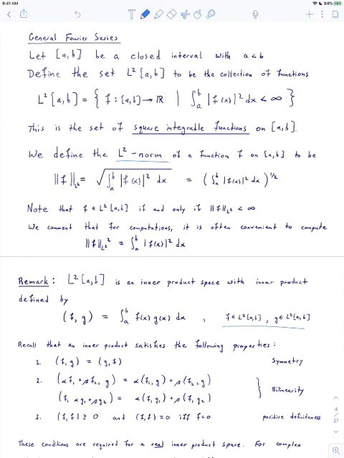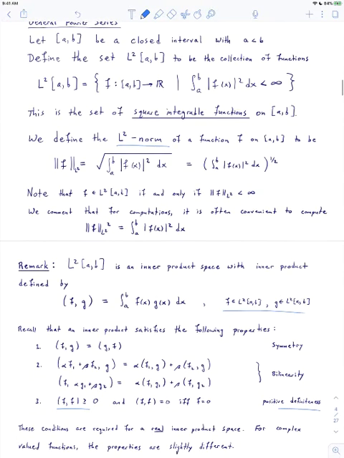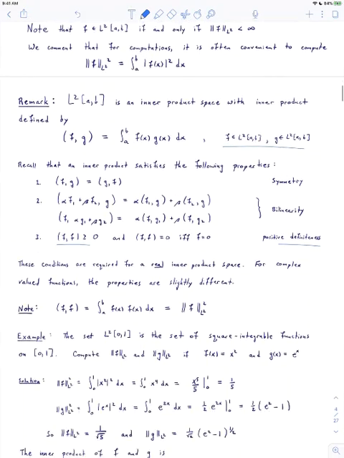We also want the inner product to be positive definite. That is, if you compute the inner product of f with itself, you're always going to get something non-negative. And in fact, it's always non-zero unless f itself is 0. So these conditions are required for a real inner product space. If we allow for complex valued functions, the properties are slightly different.